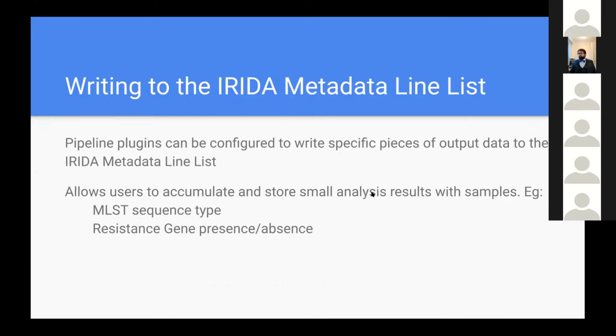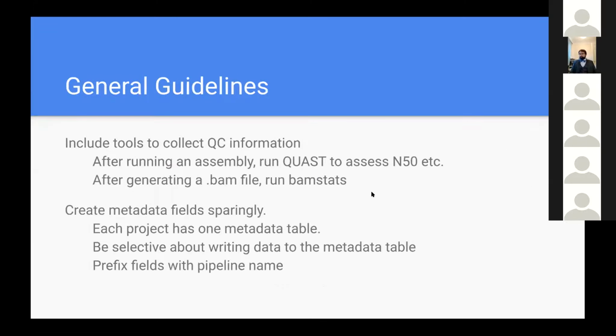I'm running short on time, so I think I'll skip that. I just had a few general guidelines if you're going to start developing pipeline plugins of your own. I'd recommend including tools that collect QC information in your pipeline. It's very common in a lot of the existing pipelines for IRIDA. If you run an assembly, then you'll also run QUAST to collect some metrics like N50 and to assess the quality of the assembly. You may not feed that information into any downstream tools, but you can just collect it, and then it's there if you need to review it or compile that information later.